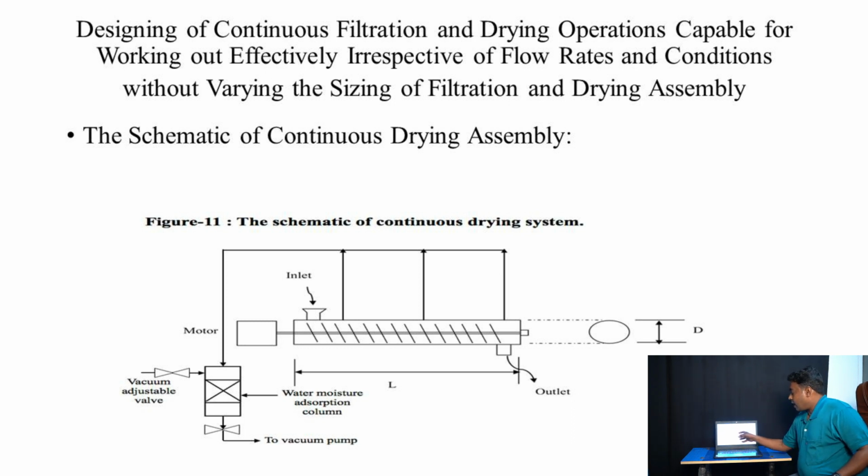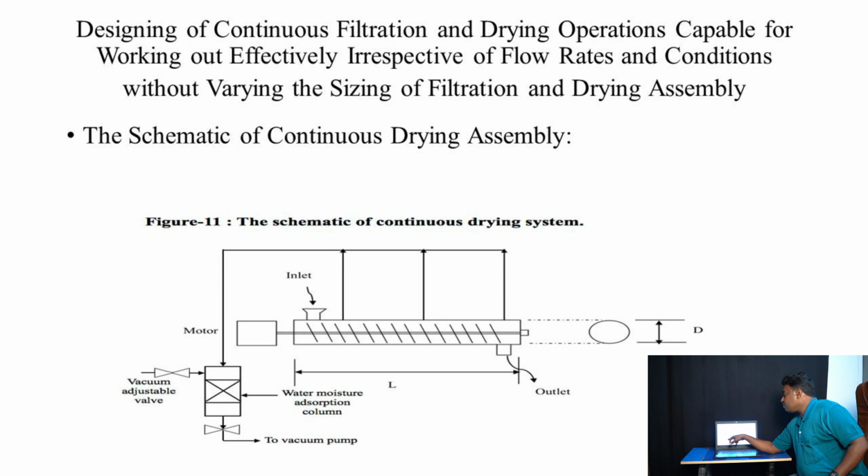Similarly, the drying rate can be adjusted. If we have to increase the drying rate, then we have to increase the vacuum strength inside the screw conveyor dryer, and it can be done by reducing the opening of the vacuum adjustable valve. If we have to reduce the drying rate, then we have to reduce the vacuum strength, and it can be done by increasing the opening of the vacuum adjustable valve.